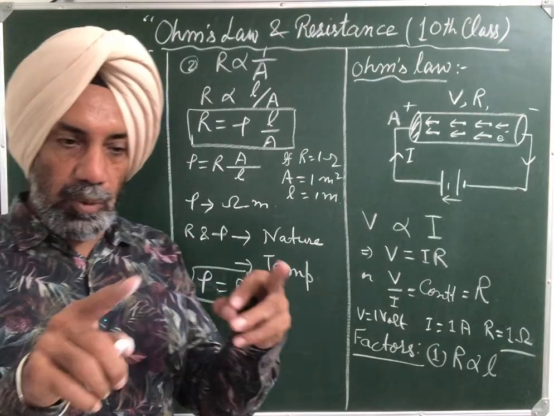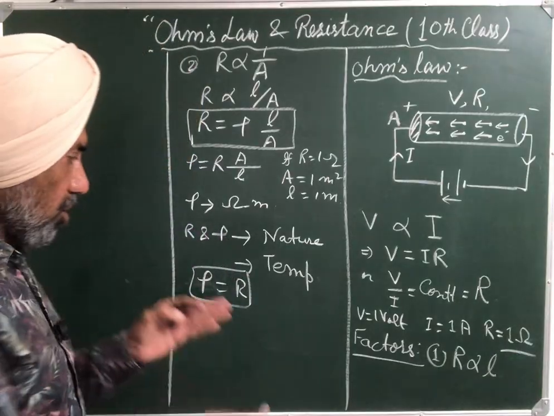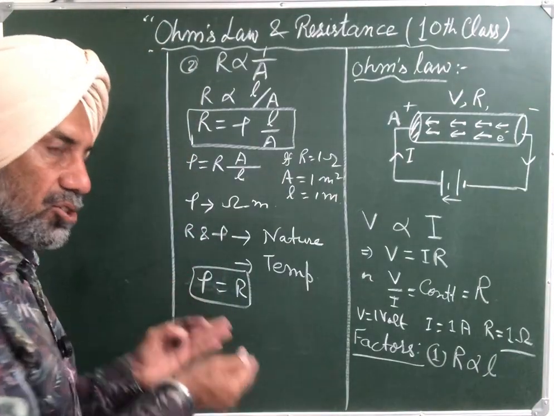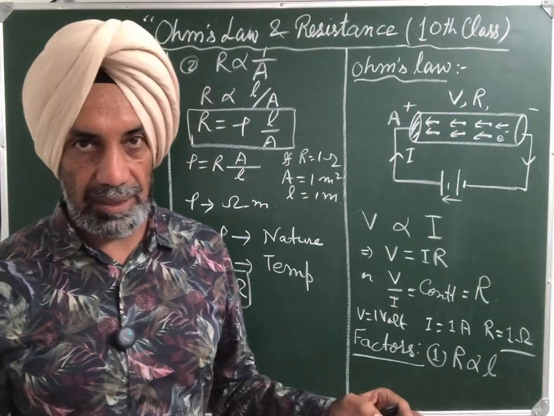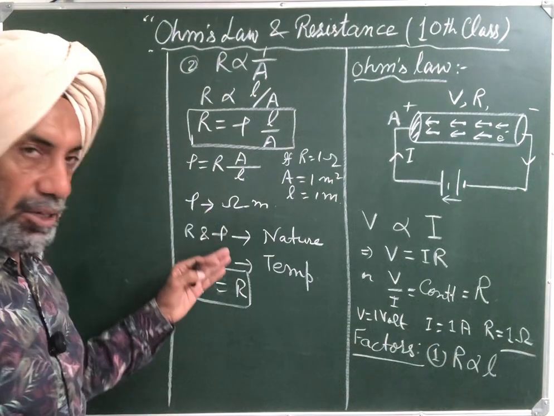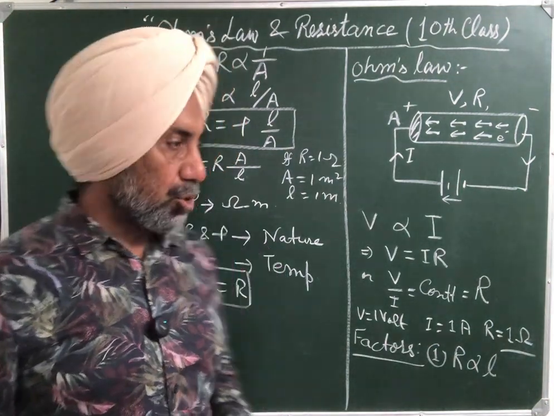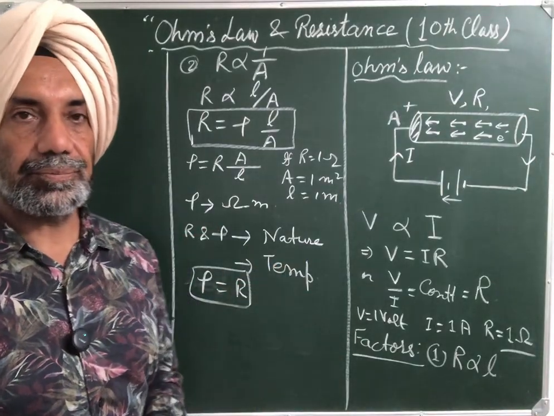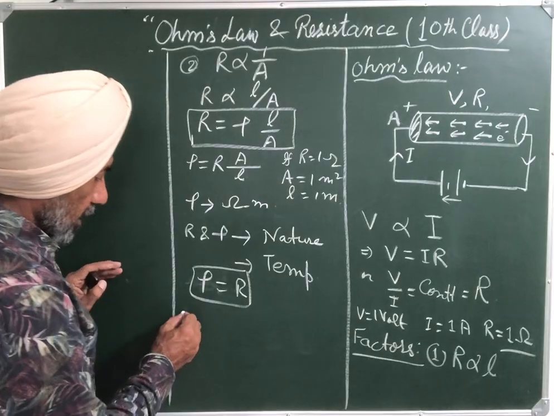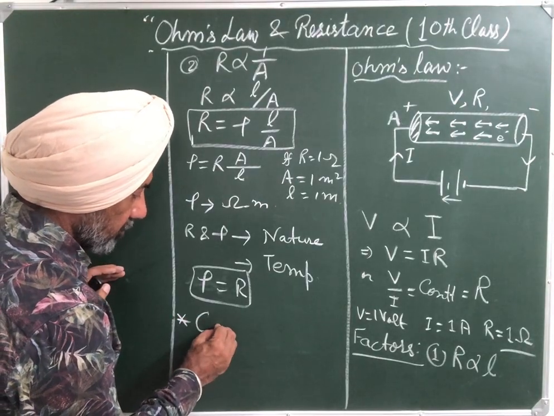So if you have a unit cube of the material of the conductor, the resistance of that unit cube is also called resistivity or specific resistance of the conductor. That's why it doesn't depend upon dimensions of the conductor. It depends only upon the nature of the material of the conductor as well as the temperature of the conductor. So these are the factors upon which resistance and resistivity depend. Very easy.